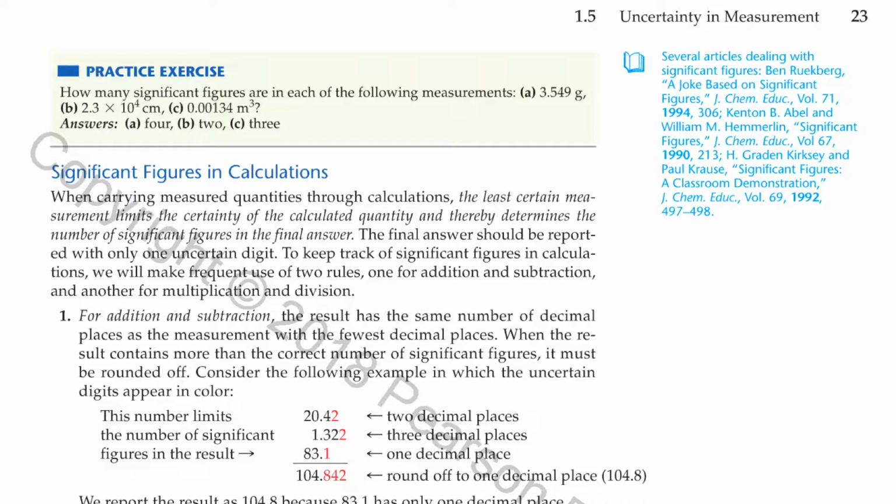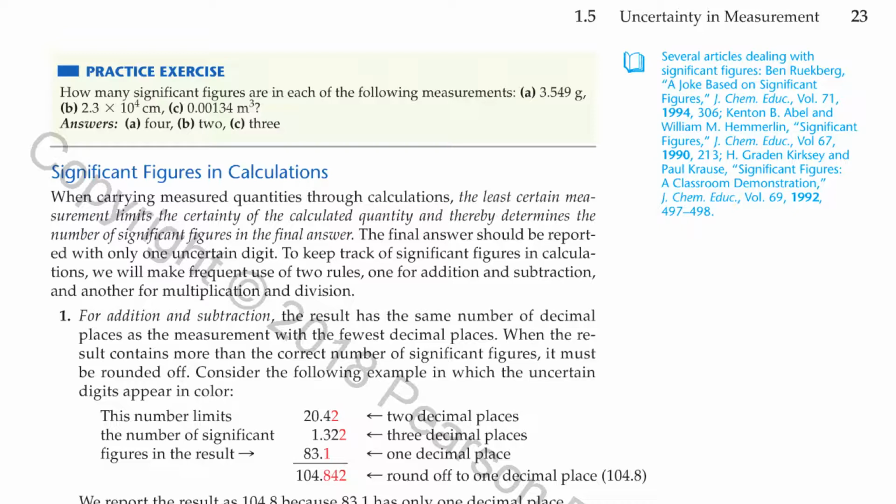To keep track of significant figures in calculations, we'll make frequent use of two rules, one for addition and subtraction and the other one for multiplication and division. Number 1. For addition and subtraction, the result has the same number of decimal places as the measurement with the fewest decimal places. When the result contains more than the correct number of significant digits, it must be rounded off. Consider the following example in which the uncertain digits appear in color.